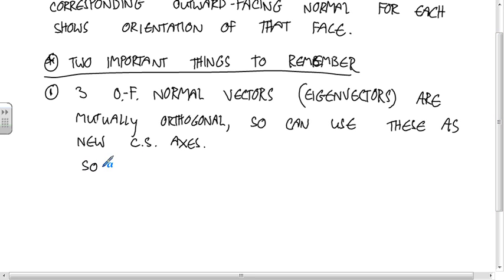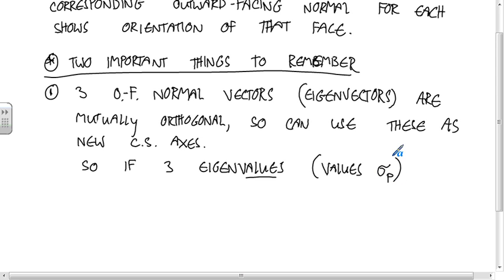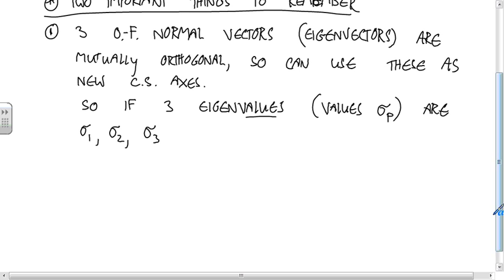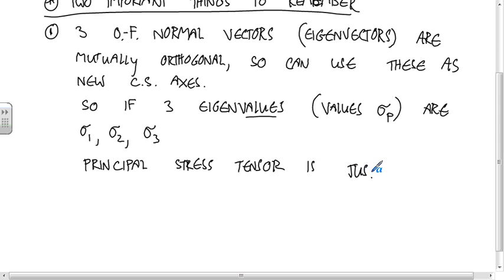So if your three eigenvalues, the values that you found for sigma p, are, let's say, we'll call them sigma 1, sigma 2, and sigma 3, then the principal stress tensor is just sigma 1, sigma 2, sigma 3 on the diagonals, and no shears.